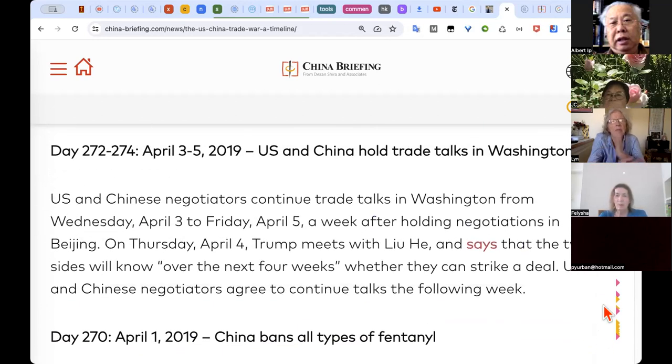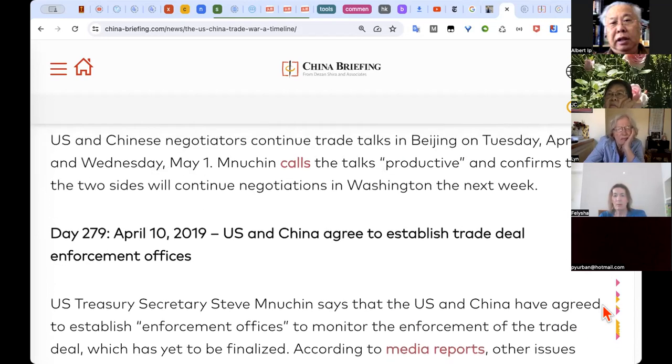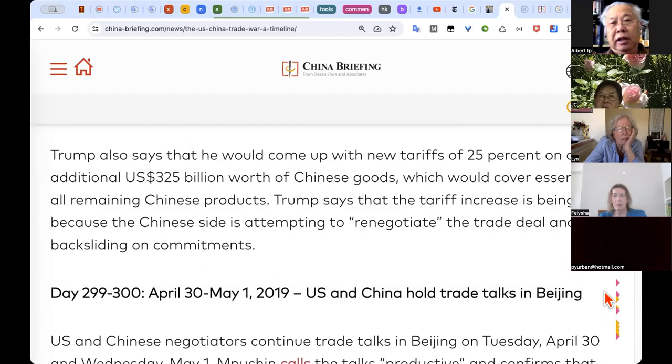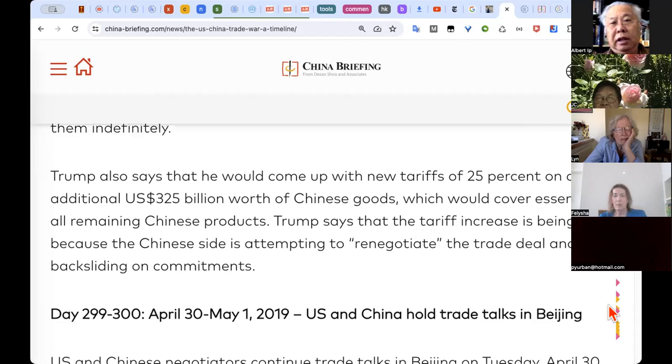But anyway, they continue to hold talks, and then an enforcement office. Now, all this talk eventually goes to nothing because both sides are not going to live up to what they promised. The US side doesn't do exactly what the Chinese side requests, and the Chinese side doesn't do exactly what the US requests. So all this talk is just for public consumption. There's no real change in the situation.